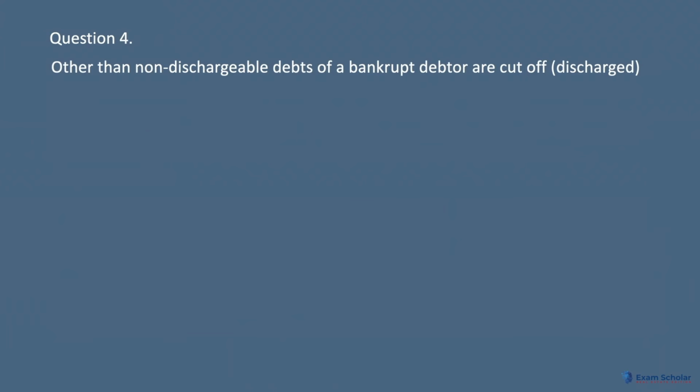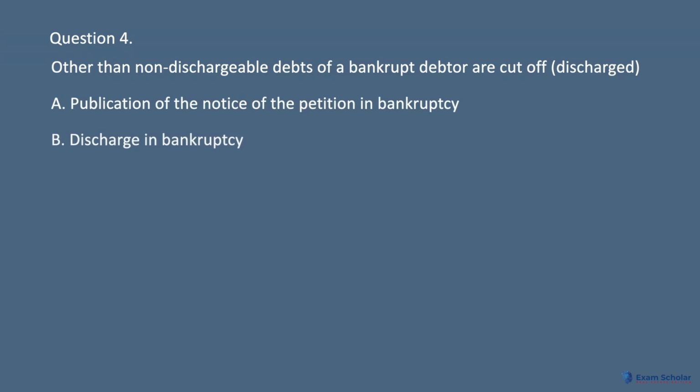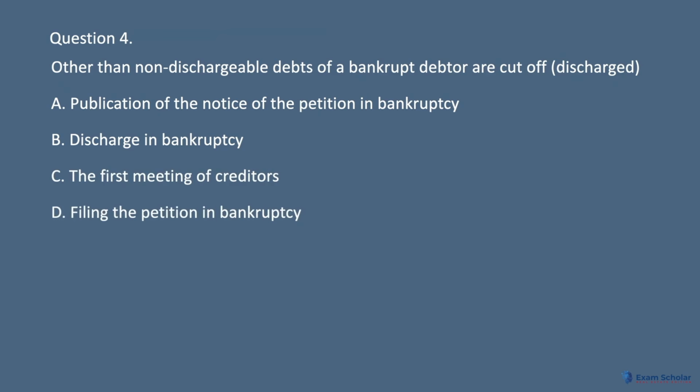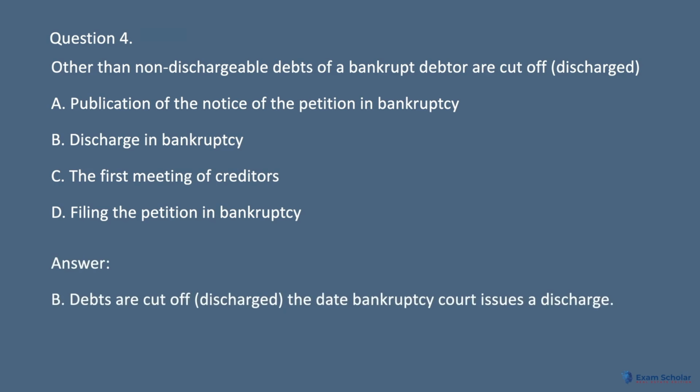Question 4. Other than non-dischargeable debts, the debts of a bankrupt debtor are cut off, discharged, by A. Publication of the notice of the petition in bankruptcy. B. Discharge in bankruptcy. C. The first meeting of creditors. D. Filing the petition in bankruptcy. Answer. B. Debts are cut off, discharged, on the date the bankruptcy court issues a discharge.